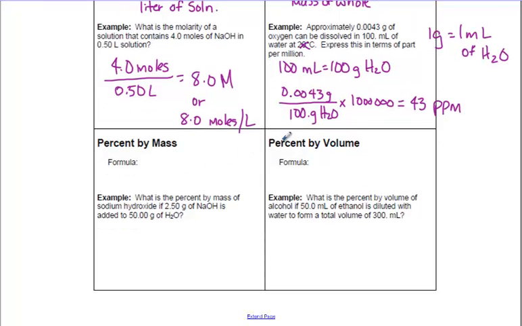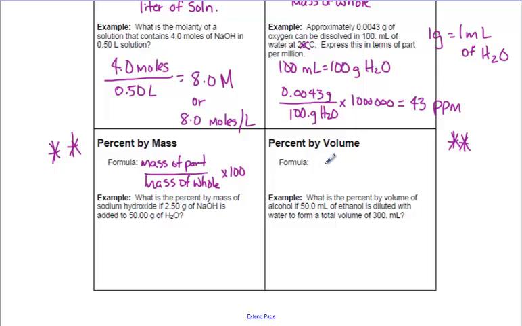Okay, percent by mass and percent by volume. You guys should be familiar with these, okay? Now percent by volume is the same thing as percent by mass, but we're using volumes. All right, so this is going to be the mass of the part divided by the mass of the whole multiply by 100. Okay, and I'm just going to skip over here so we can fill this in here too. So volume of the part divided by volume of whole multiplied by 100. Remember, percent, we multiply by 100.